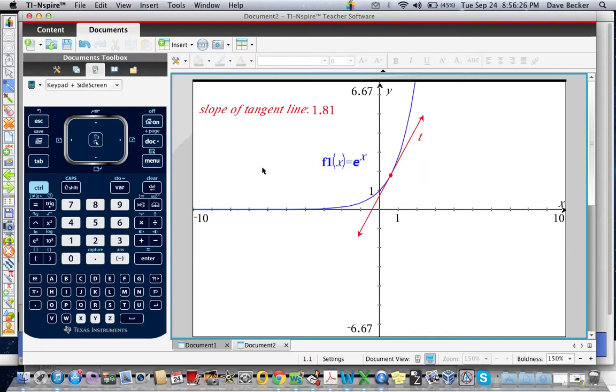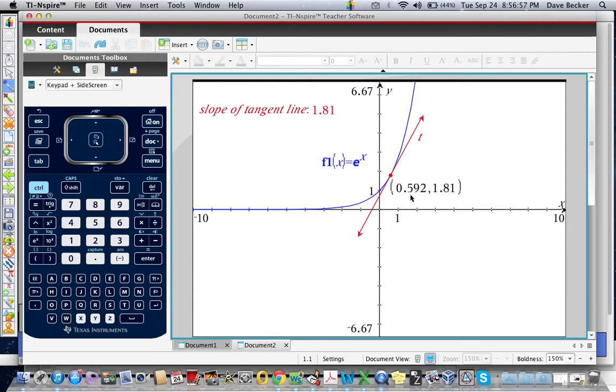Remember, the slope is a value. The slope of this line is right now 1.81, which also means the slope of this curve at this point is 1.81. And just so you know, I'm not messing with it, you can see that as the tangent line gets steeper, the slope increases, and as the tangent line gets less steep, the slope decreases. Okay, so how does this help me?